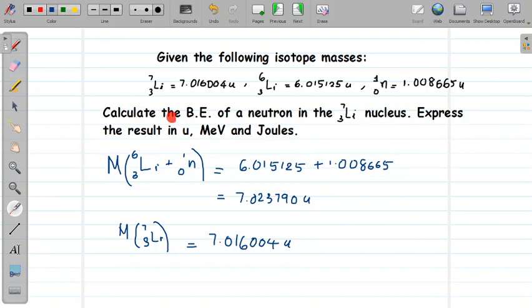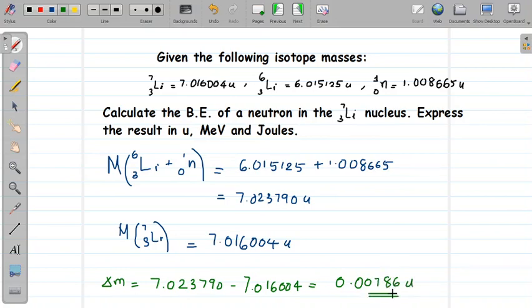In the question we are asked to find the binding energy in terms of U. That actually means you have to find the mass defect. So let us find the mass defect delta M, or that is the binding energy in U. So delta M equal to the difference between these two masses, 7.023790 minus 7.016004, which is equal to 0.00786 U. So this is the mass defect in this case. So that is the binding energy of a neutron in terms of U.